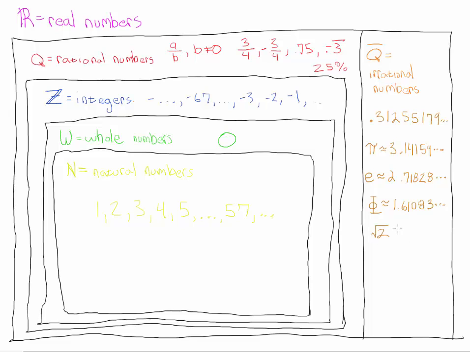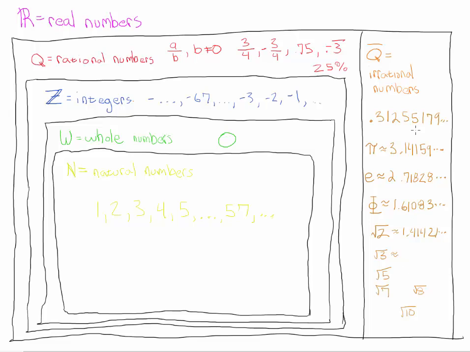Other irrational numbers you'll get to know are square roots that are not perfect squares. The square root of 2, which is about 1.41421, but continues on without repeating and without terminating. There's a square root of 3, which is approximately something. There is a square root of 5, square root of 7. Anything that's not a perfect square, that is an irrational number that lives in this column over here.